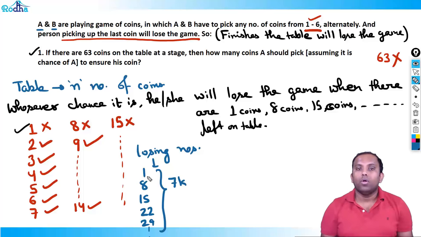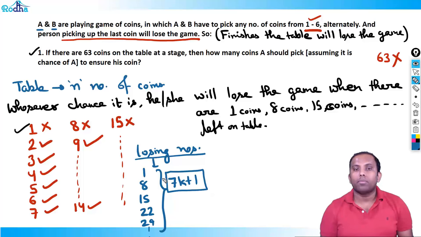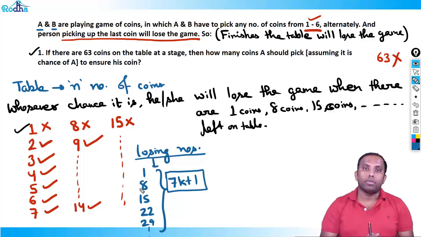How to write a series? 1, 8, 15, and so on. So gap of 7, so 7k, starting from 1, so plus 1. That means this series is 7k plus 1. All these numbers of the form 7k plus 1 are losing numbers for me. Correct?